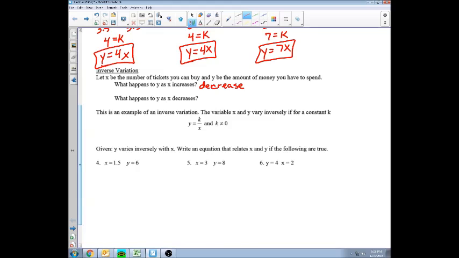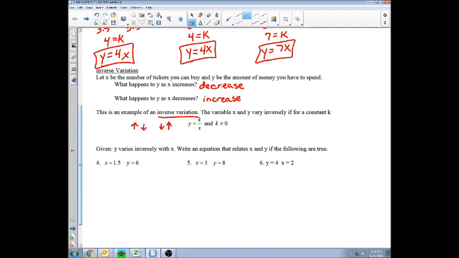What happens to y as the number of tickets you buy goes down? Well, that's going to increase, so you would still have more money left over. So just like with direct variation, inverse variation has a rule. As one goes up, the other will go down. Or as our first goes down, the other will go up. Okay? Our formula for inverse variation is y equals k over x, as long as k does not equal 0. All right?